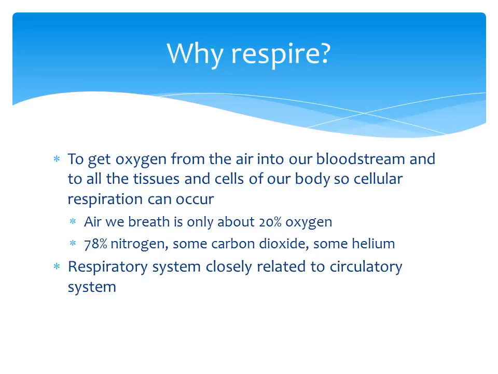The air that we breathe is only like 20% oxygen. Most of the rest is nitrogen. There's also some carbon dioxide and some helium. So it actually takes some pretty specialized cells, tissues and organs to get the oxygen out of the air for us. And again, the respiratory system is closely related to the circulatory system, because when we talk about getting the oxygen to all the parts of the body and all those cells, it's the circulatory system that brings it there.